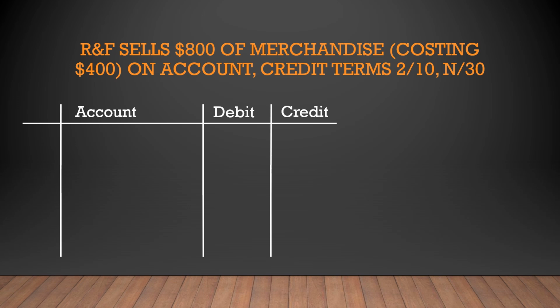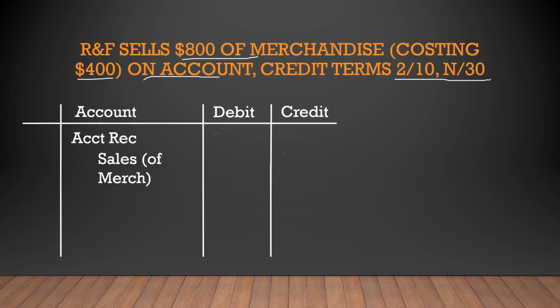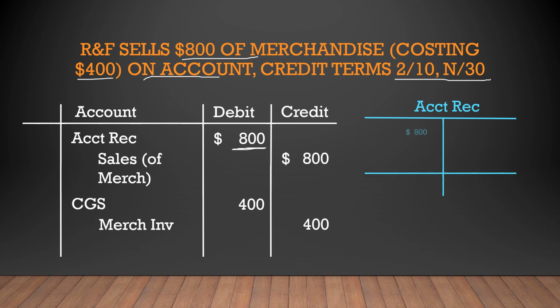Let's consider partial payments on both sides of that discount period. In this case, R&F sells $800 of merchandise inventory, costing $400, on account, terms 2/10 net 30. We'll book our two-part sales entries as usual. Debit AR and credit sales for $800, and debit CGS and credit merchandise inventory for $400. So as of this sale, the customer owes $800.